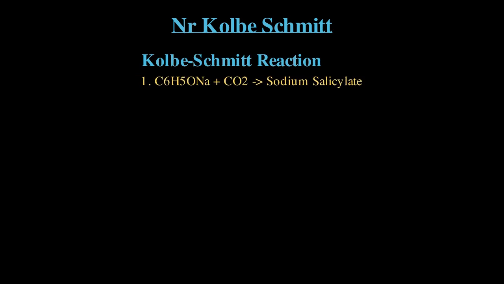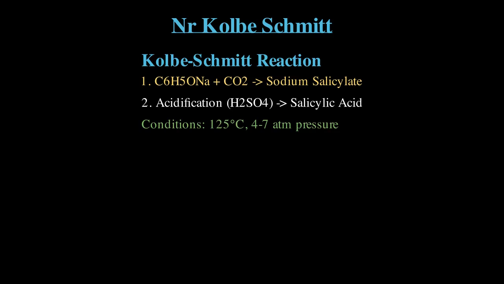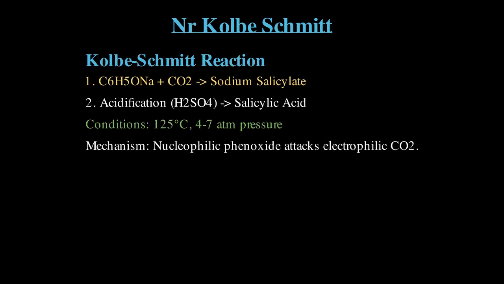We start with sodium phenoxide, which reacts with carbon dioxide, CO2, under specific conditions, 25 degrees Celsius and 4 to 7 atmospheres of pressure. This first step forms sodium salicylate. Then, acidification with a strong acid, like dilute H2SO4, gives the final product, salicylic acid. So how does it work? The phenoxide ion is a very powerful nucleophile.